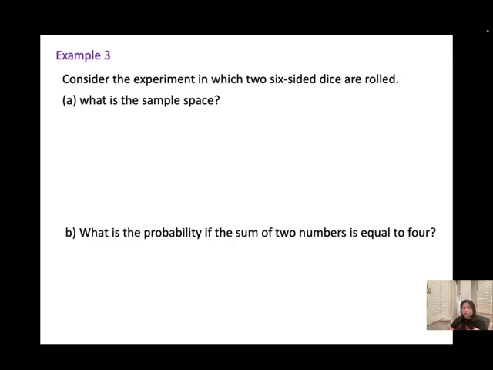Okay, so I want you guys to try to list out all the sample space when you roll the 2 6-sided dice.